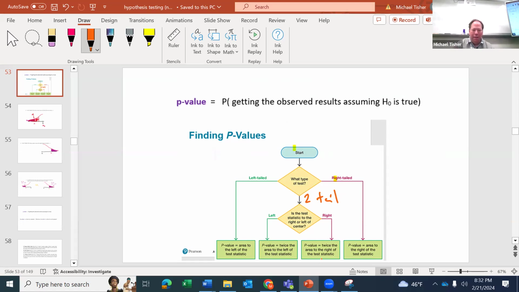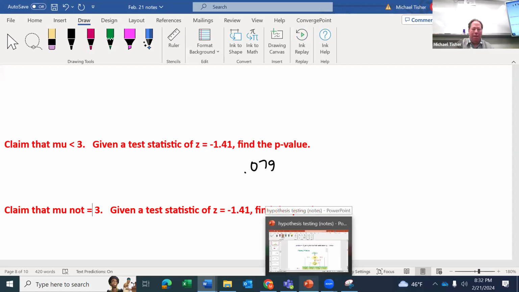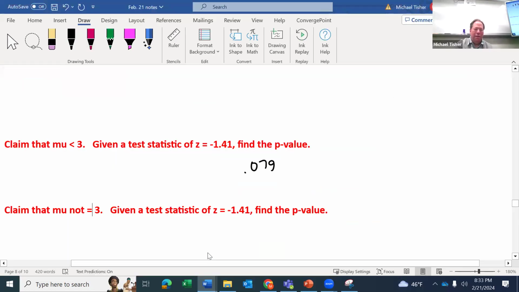And then it asks, is the test statistic to the left or to the right of the center? And we have negative 1.41, so is that on the left or on the right? Left of the center, yes. So negative means left, positive means right. So we'll go to the left down that branch, and it says p-value is twice the area to the left of the test statistic. So in that case, what would it be?